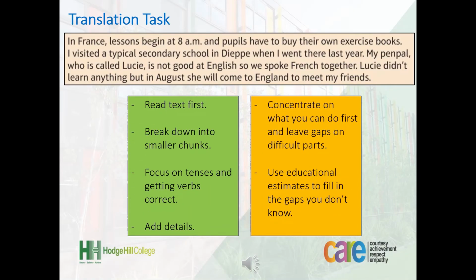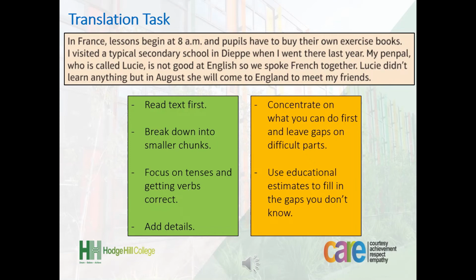The last task on the higher writing paper is a translation, where you'll be given a paragraph in English and you have to translate it into French. Now, this task is marked on an overall basis, so it's not split into separate sections. And for example, if you miss out or mistake a word, it doesn't necessarily mean that you'll lose a mark. Therefore, in terms of technique, the first thing that you need to do is to read the text first.